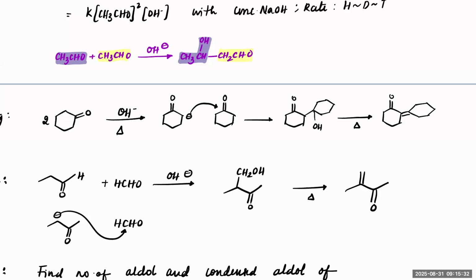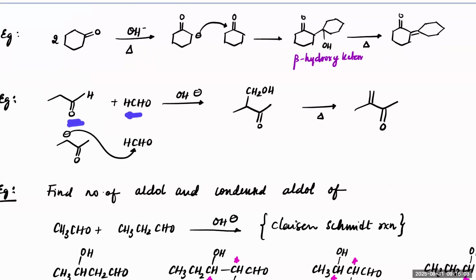See, the same way here also, if I take 2 moles of ketones here, the first mole will take H plus from here, gets a negative charge. That negative charge will connect here, and that's how you'll get the beta hydroxy ketone. Beta hydroxy ketone is what we call aldol. And as you heat, you'll get condensed aldol.